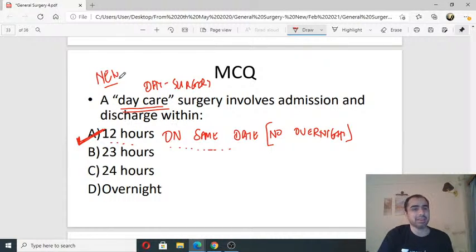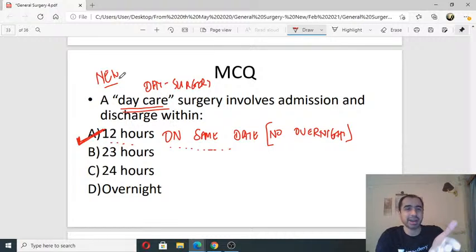Patient came with right iliac fossa pain to the hospital at 6 in the evening. Ultrasound was done at 7 in the evening, diagnosed with appendicitis. Since patient was starving, surgery was done at 9 in the night. Next morning, patient was discharged at 6 in the morning because he had to go for CET exam, NEET exam. He said, doctor discharge me, I have to go for NEET PG. What will you label this as?